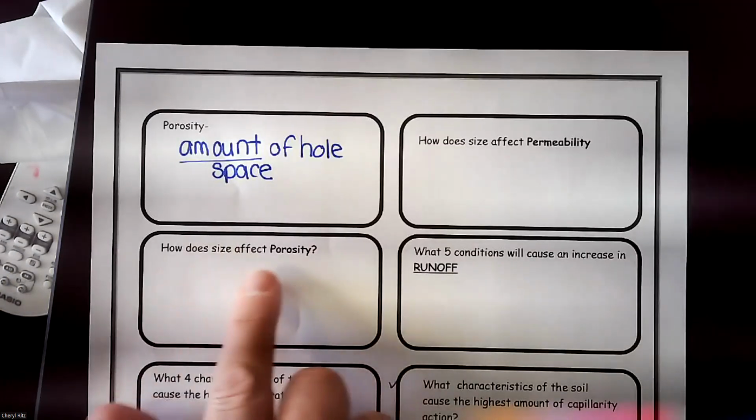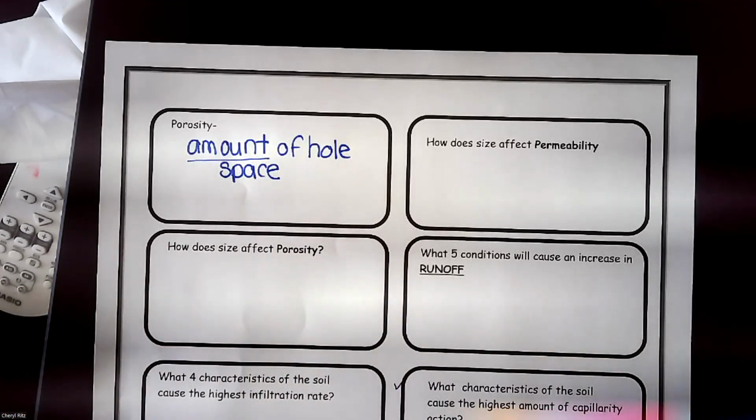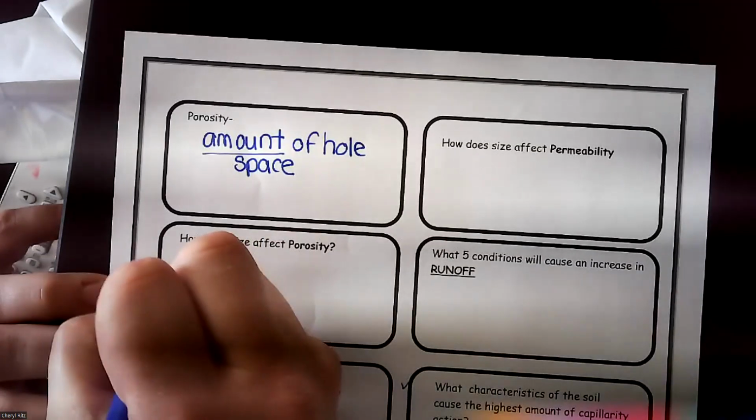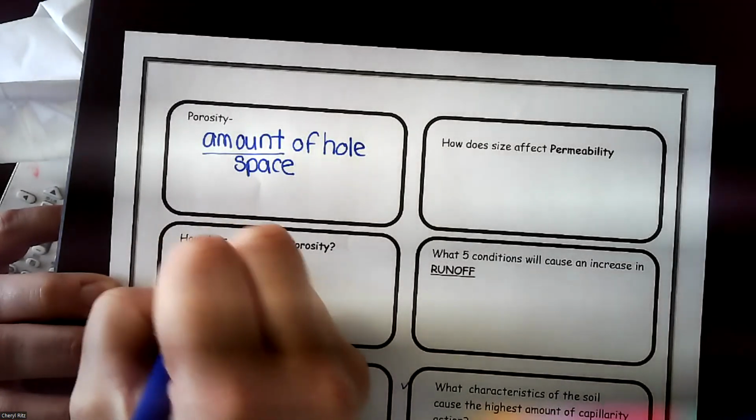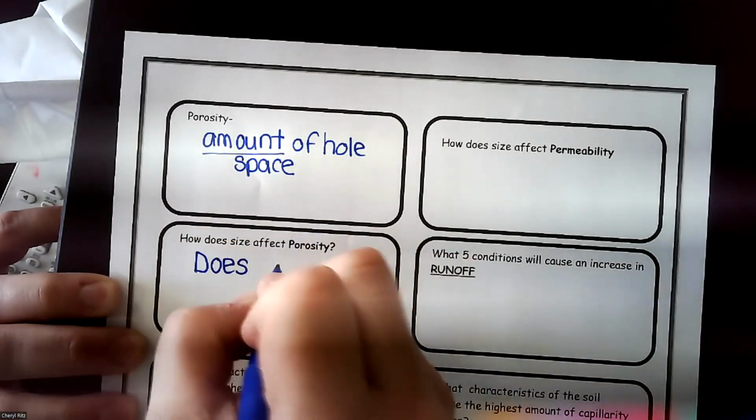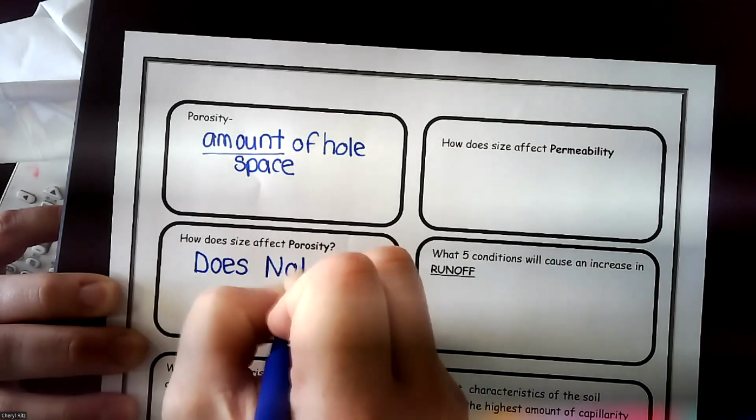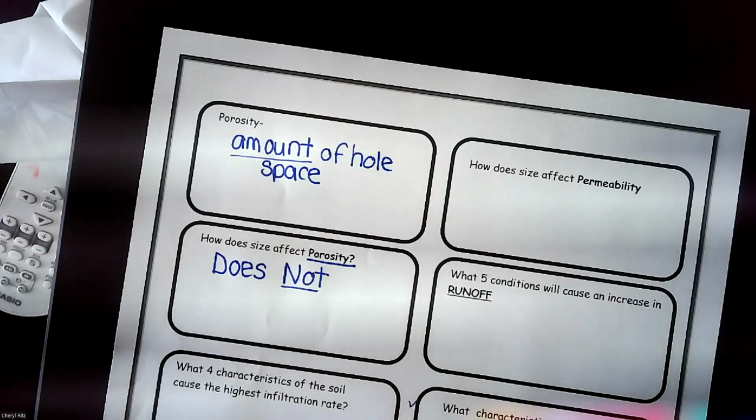So going down, how does size affect porosity? It doesn't. Size does not matter when we're talking about porosity. Don't get porosity and permeability confused.